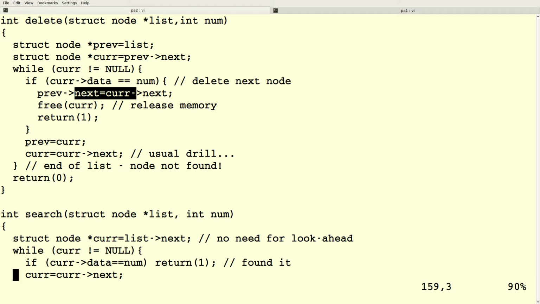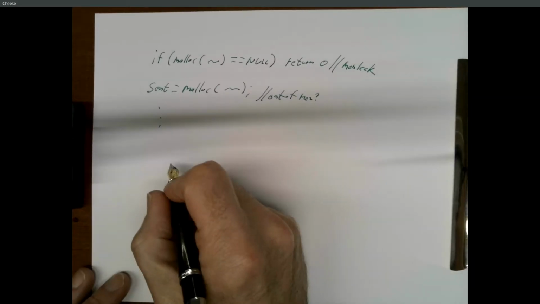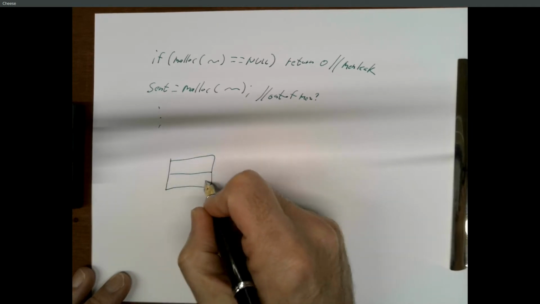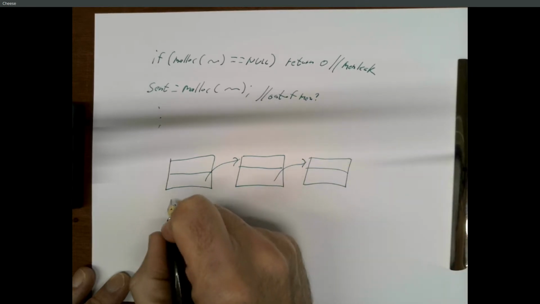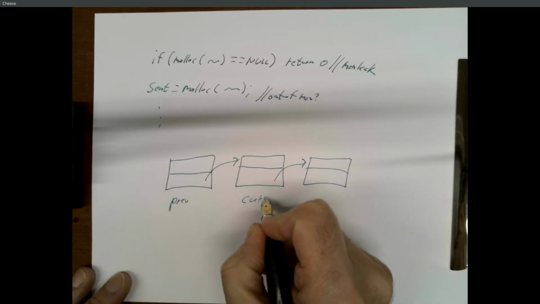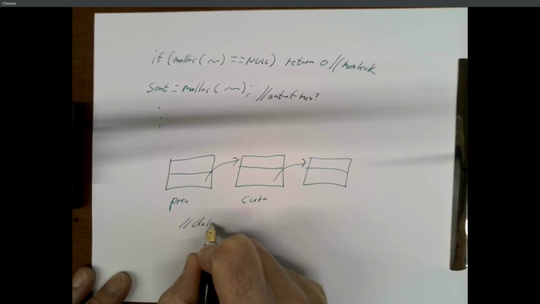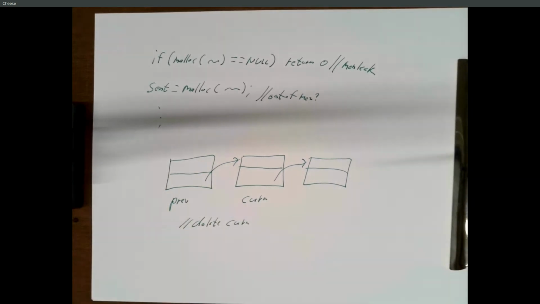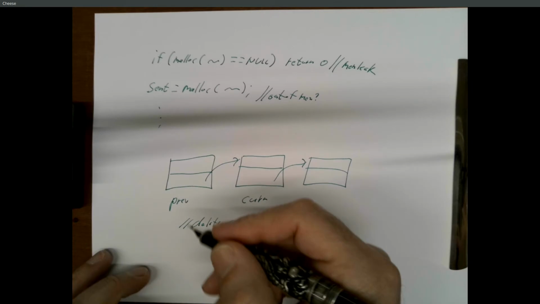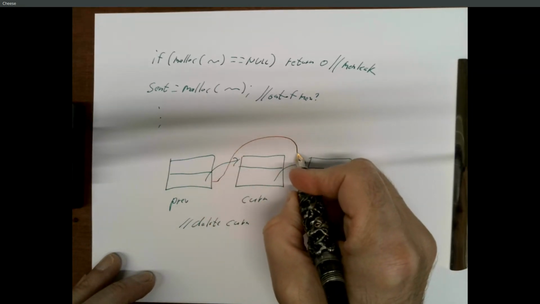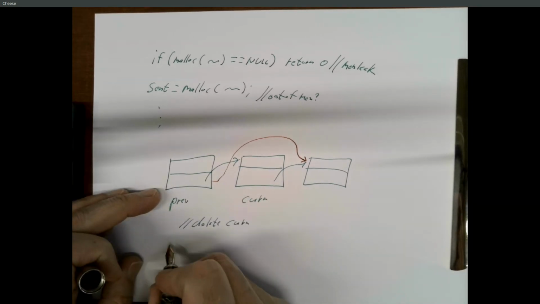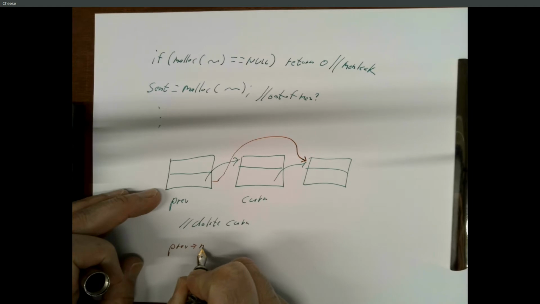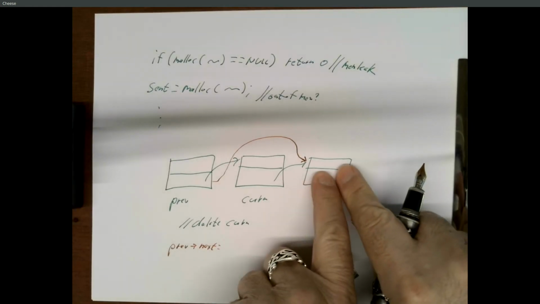This is a critical operation here. You might see something like this on the midterm. Here's previous, here's current. How do I delete that current node? I want to change this to point over here. Well, this block that I want to change, that's just previous next. And I want it to be the address of this node.